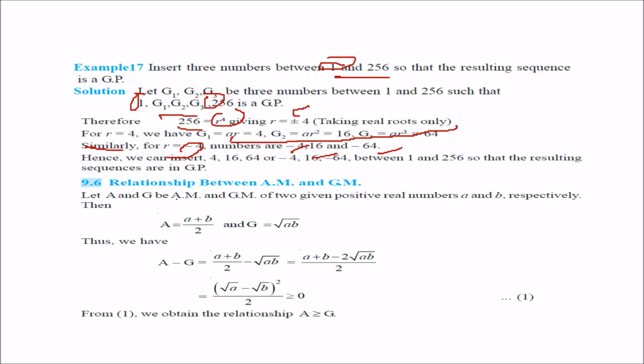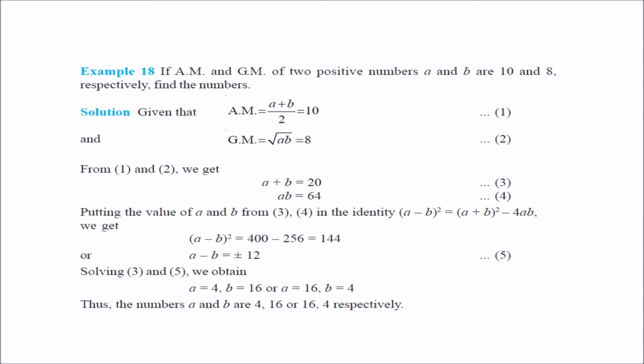How about the relationship between AM and GM? You have AM, that is (A plus B)/2, and GM, geometric mean, as under root AB. So let us find out the value. We'll take it by example. So AM and GM of A and B are 10 and 8. So (A plus B)/2 is 10. Under root AB is 8. So A plus B is 20, and just take square of these two. AB is 64.